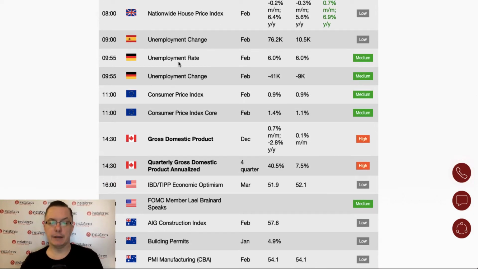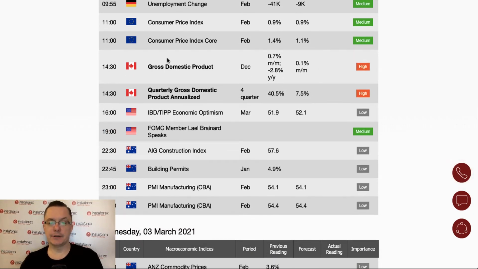Unemployment change and unemployment rate data from Spain and Germany are scheduled for release at 5 to 10 o'clock. We got some data from Eurozone as well at 11 o'clock. They are scheduled for release data regarding the consumer price index, so we can see if the inflationary pressure is rising or not. The reading for February is expected to be at the same level of 0.9% as in the previous months. So we'll see if there will be any pressure from the inflation to hike this consumer price index.